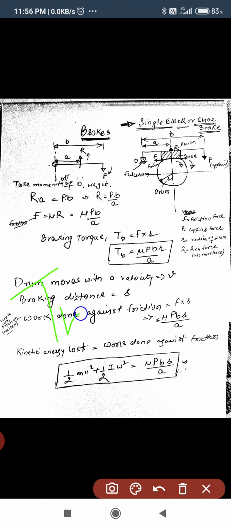That is the torque TB, that is the frictional value into R, where R is the radius of the drum. So the torque value TB is the braking torque.